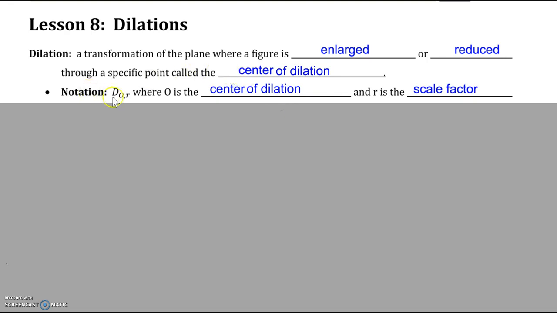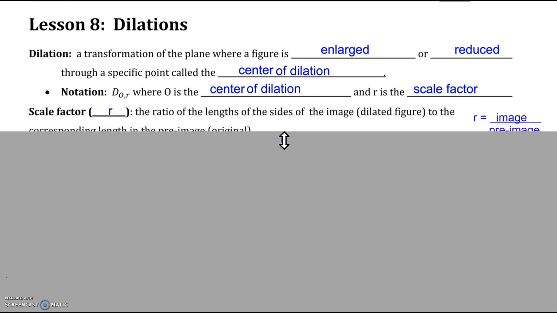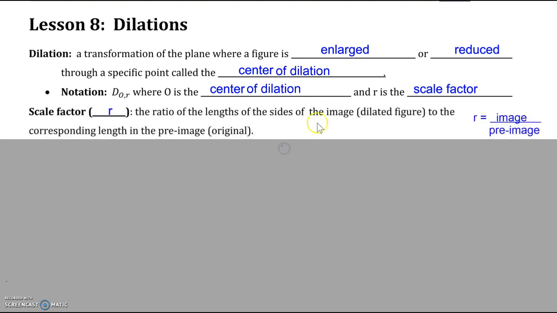When we do the notation, it's a capital D, and then the subscript, the first thing is going to be the center of dilation, that point, and then there will be a number, and here we call it r, and that number is the scale factor. It's the multiple. The scale factor, like I said, r, is the ratio of the length of the side of the image to the corresponding length in the preimage.